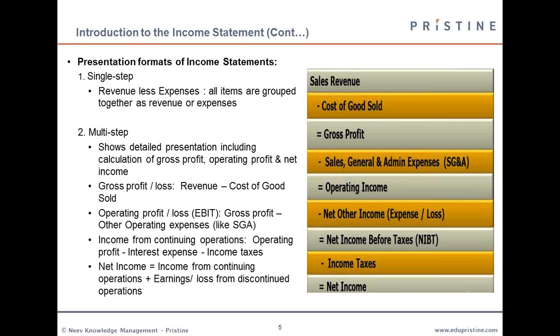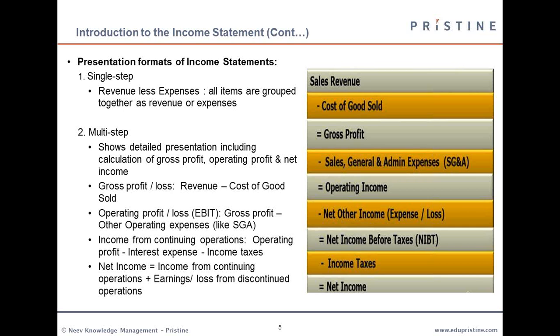Here we see the presentation formats of income statements. There are basically two formats. First is the single step format, where you simply club all the revenues as a single revenue, you club all the expenses as expenses, and then the difference between them gives you the net income. The second is the multi-step format, which is most commonly used by all the companies, where we start with the sales revenue, then we subtract the cost of goods sold, which is mainly the costs incurred for the manufacturing of the goods. From this we get the gross profit.